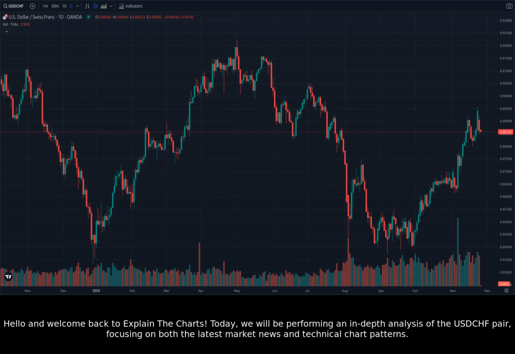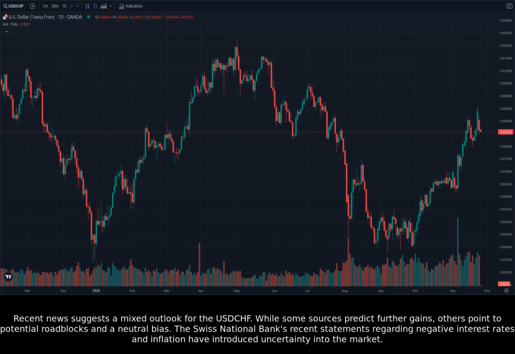Today, we will be performing an in-depth analysis of the USDCHF pair, focusing on both the latest market news and technical chart patterns. Recent news suggests a mixed outlook for the USDCHF. While some sources predict further gains, others point to potential roadblocks and a neutral bias. The Swiss National Bank's recent statements regarding negative interest rates and inflation have introduced uncertainty into the market.